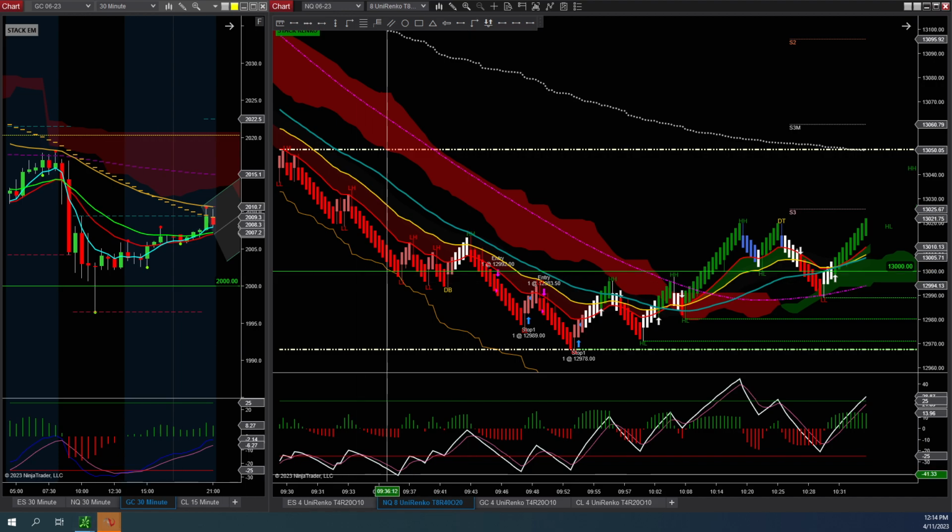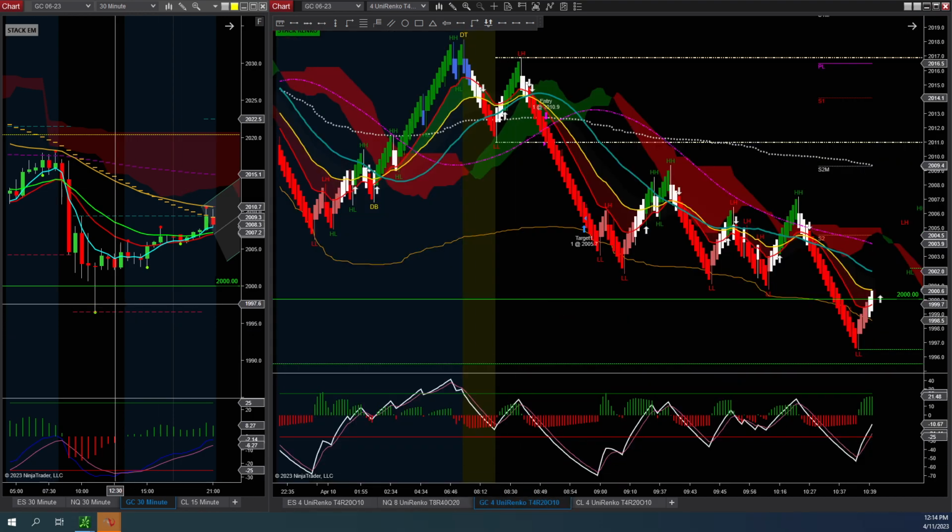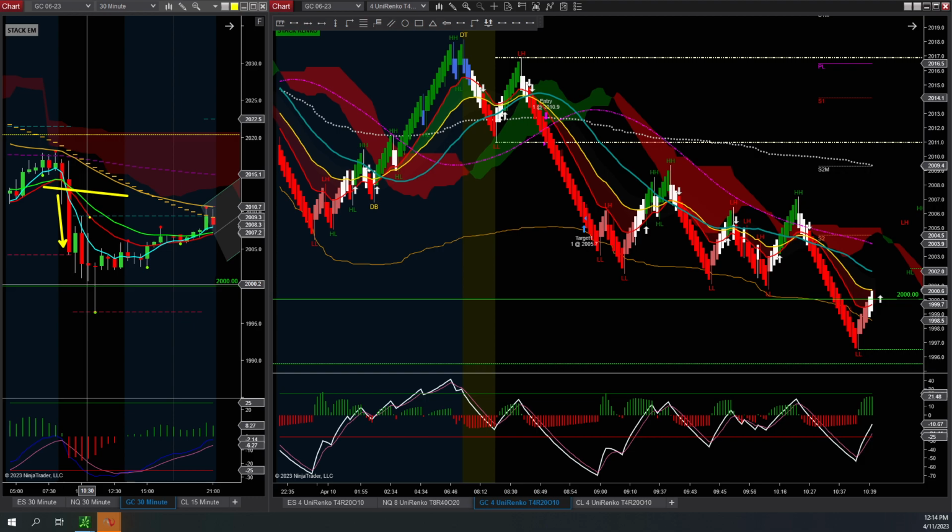Oh, let me. I was not showing the 30 minutes. So this is the 30 minutes on GC. Let's go back to gold. On the 30 minutes, you see that large candle right there. So there was a break in the first 30 minutes right there. There was some indication that the market could go lower. So that is the trade I took on the 30 minutes.